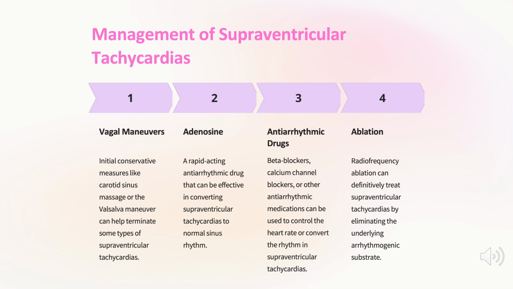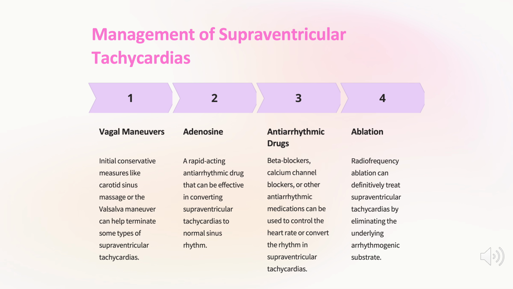When it comes to managing supraventricular tachycardias, we have several approaches at our disposal. 1. Vagal maneuvers. We often start with conservative measures like carotid sinus massage or the Valsalva maneuver. These techniques can help terminate certain types of supraventricular tachycardias by stimulating the vagus nerve and slowing conduction through the atrioventricular node. 2. Adenosine. This rapid-acting antiarrhythmic drug is highly effective in converting supraventricular tachycardias to normal sinus rhythm. It works by transiently blocking conduction through the atrioventricular node, interrupting the re-entrant circuit responsible for the arrhythmia.